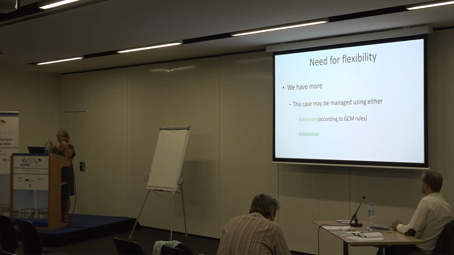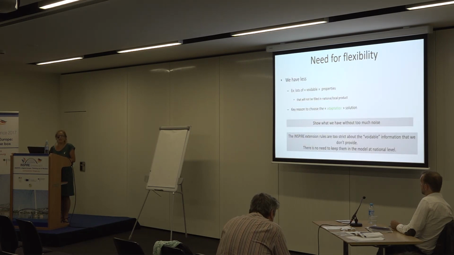Why? What is the need for flexibility? What are the criteria to make the balance go one side or another? For flexibility, we can have more data than INSPIRE. In this case, in a way, it doesn't help to make a decision because it may be managed using either the extension, according to the generic conceptual model rules, or adaptation. So it's not a criterion.